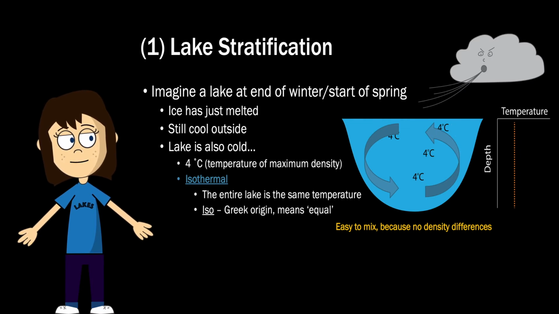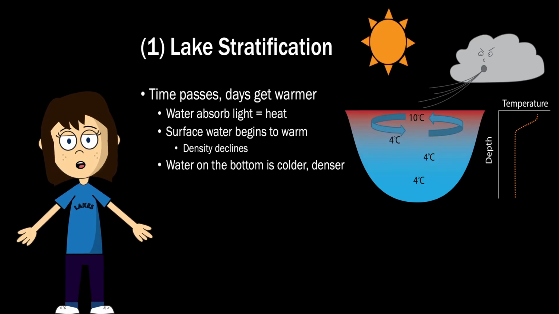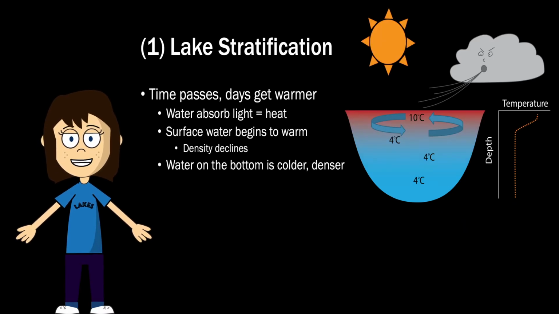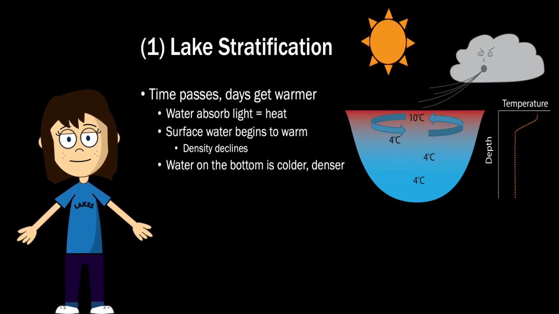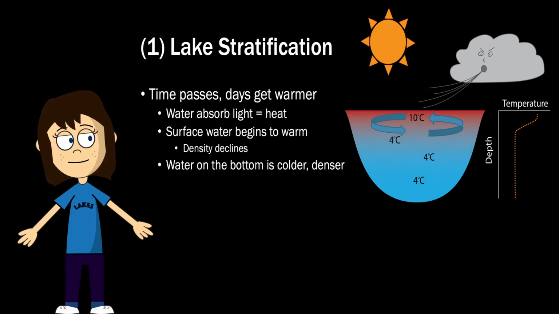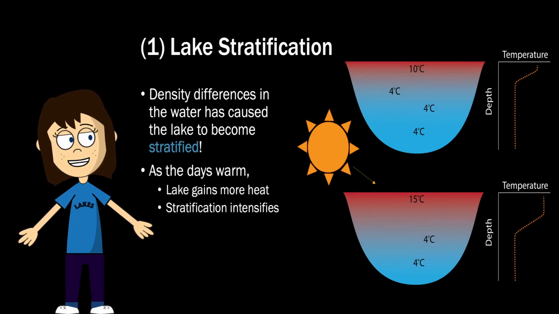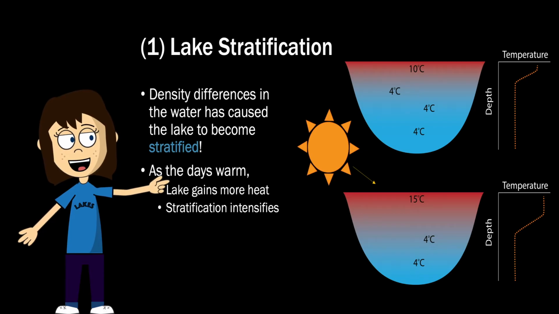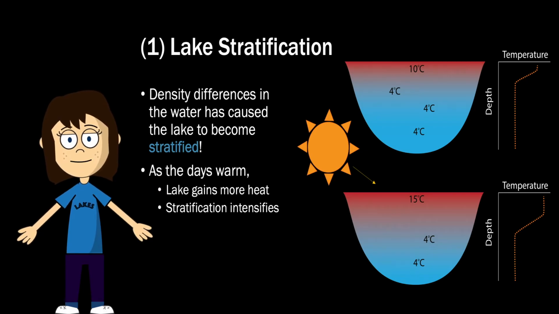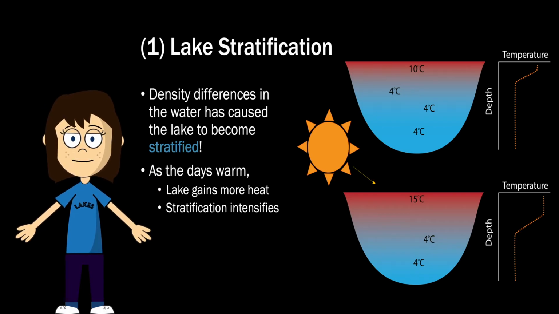As time passes, the days start to get warmer, and the lake water absorbs light, which means the lake absorbs heat, and the surface waters begin to warm. As the surface water gets warmer, the density declines, which means the surface water is less dense, and the water at the bottom of the lake remains cold and dense. That density difference has caused the lake to become stratified, with warm water at the surface and cold, dense water at the bottom. As the days warm, that density difference becomes even more intensified.